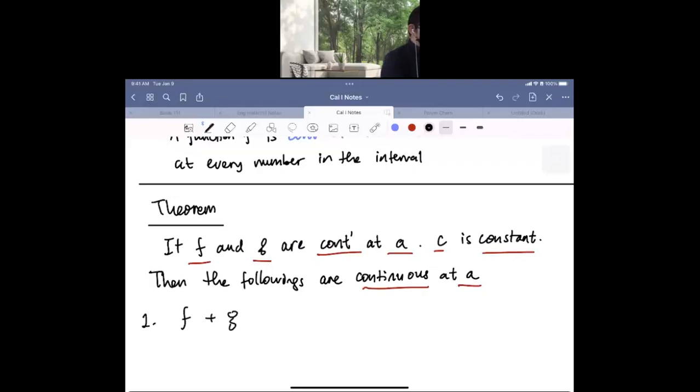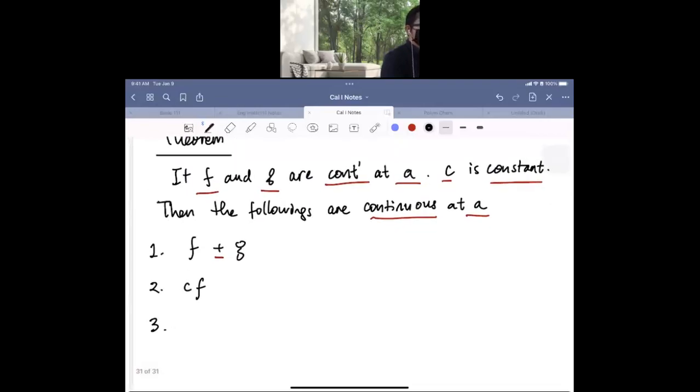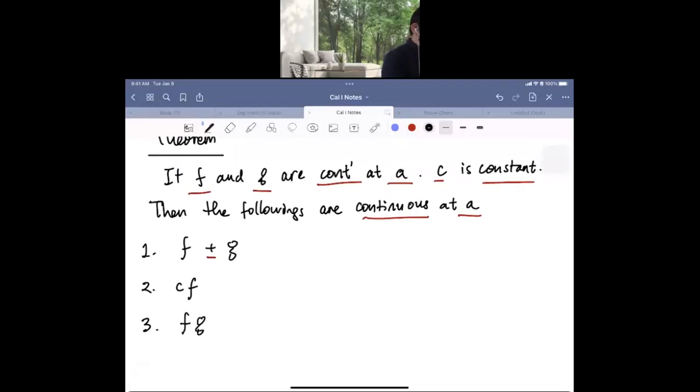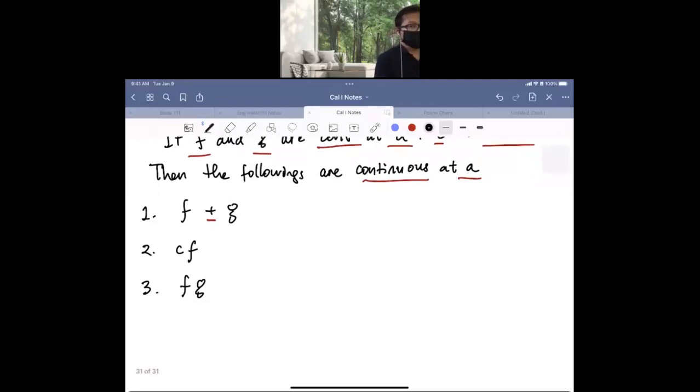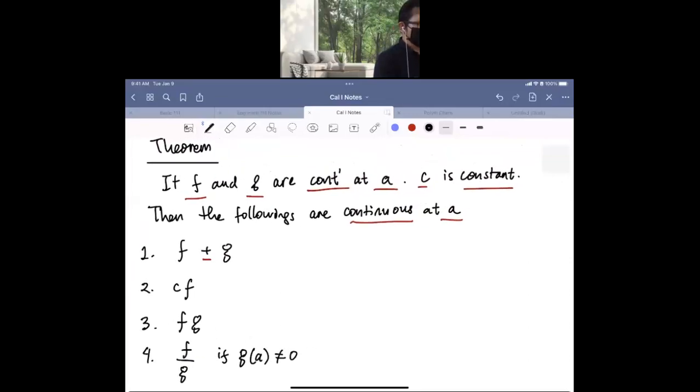So first, if we add the functions or subtract them. If we multiply by a constant, it should still be continuous. If we make a product of these two functions, fg, it is also continuous. And if we make a quotient between these two functions, we need to make sure that g of a is not equal to 0.